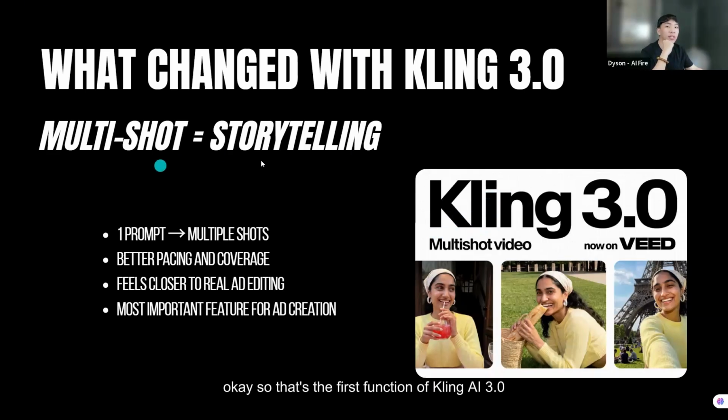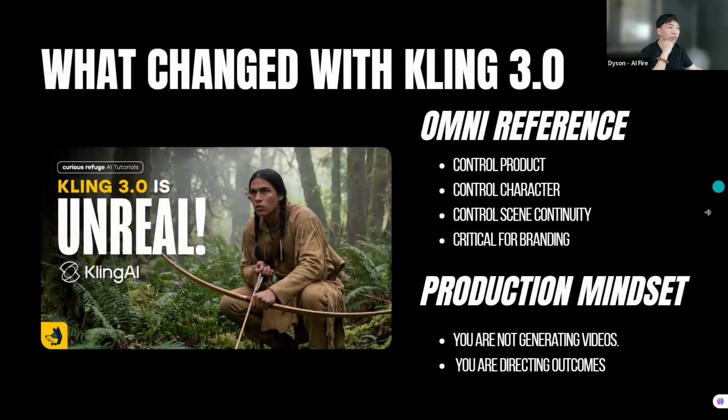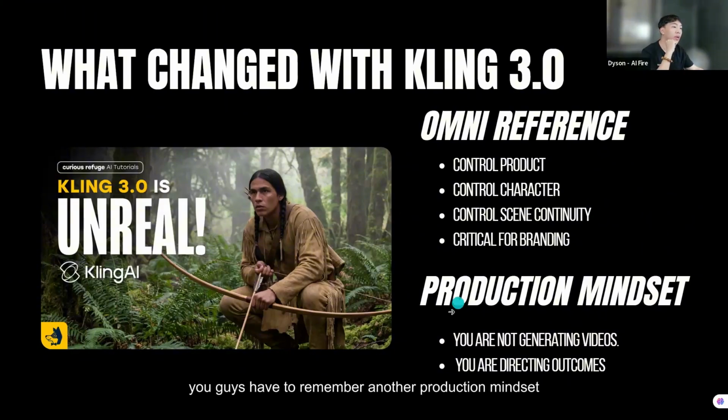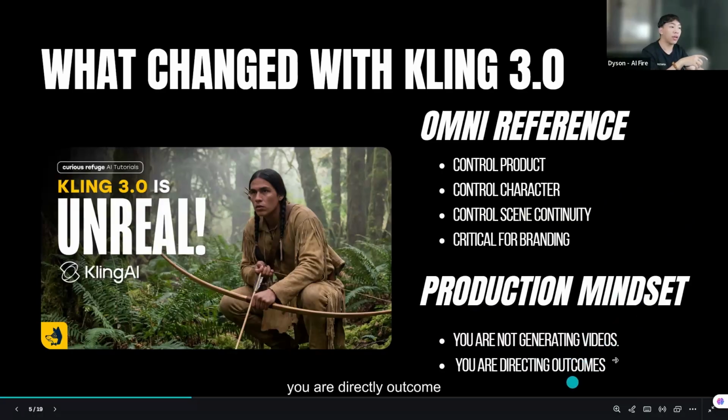So that's the first function of Kling AI 3.0. The next function is omni-reference. As you can understand, this is how you control the product, control the character, and how they interact with each other. Here's a truth you want to know: if your product is not consistent, your advertisement is kind of useless. Omni is what allows you to build something usable, not just pretty. You also have to remember another production mindset: you are not generating videos, you are directing outcomes.